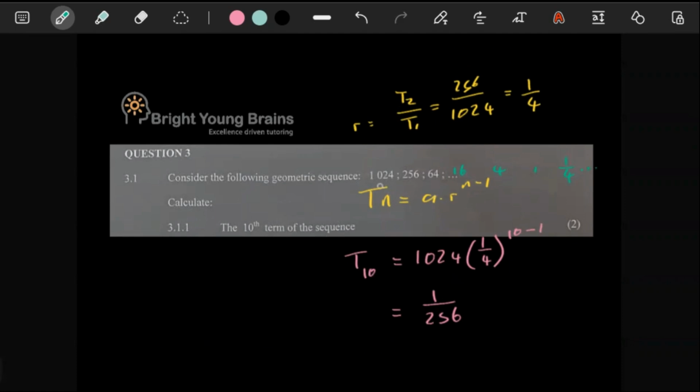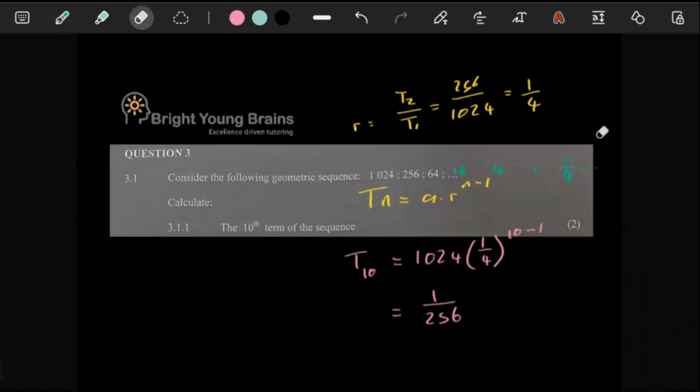So if you add up the first 9 terms, it's going to be 1, 2, 3, 4, 5, 6, 7, and then 8, 9. So the next two values here would have been a quarter of a quarter times a quarter, which would have been 1 over 16.